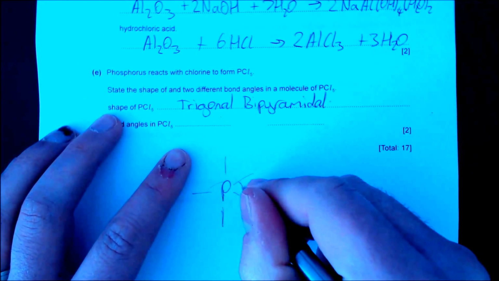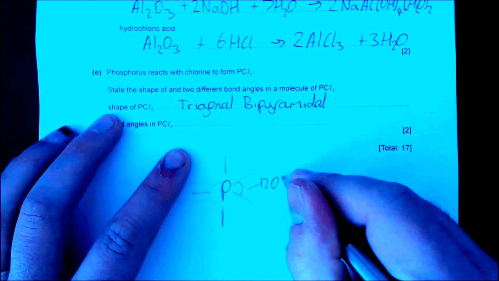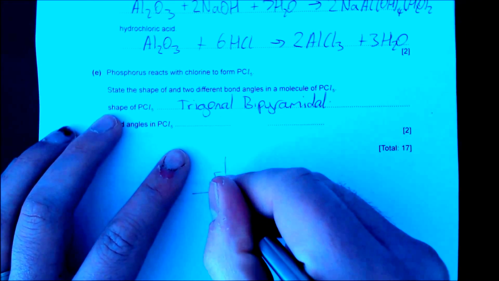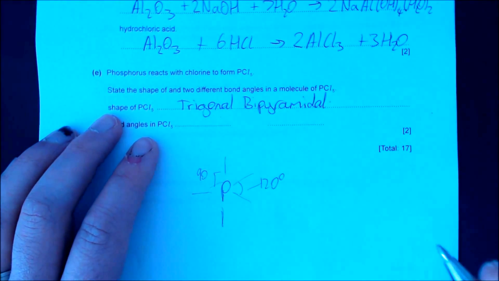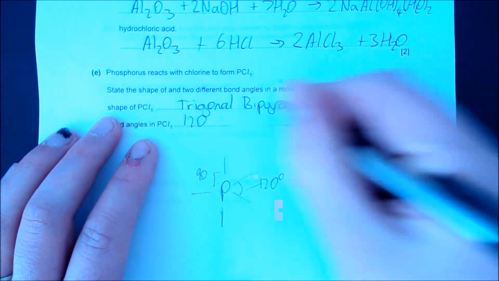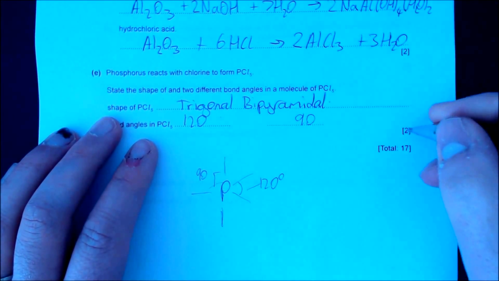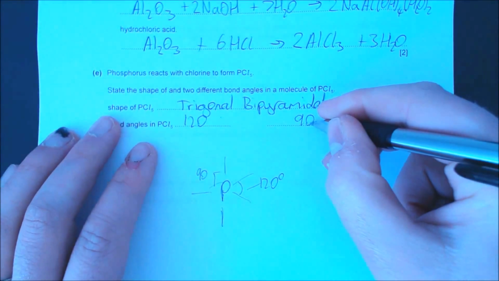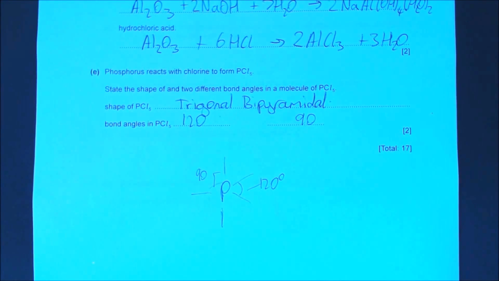And the angles here is going to be 120 degrees. And between here and here is going to be 90. So you're going to have 2 angles that's made up here. So this is going to be 120 and 90 degrees. And you obviously get 2 marks for that, 1 there and 1 there. And that's it. Right, on to question 2.